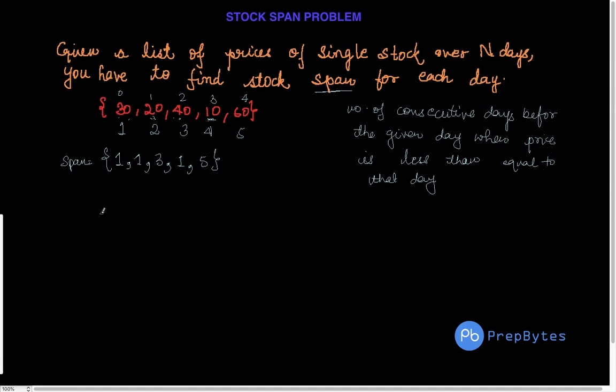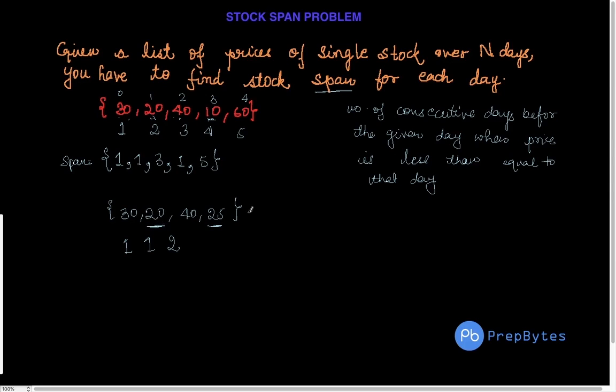Now let's take one more example. Let's say we have 30, 20, 40, 25. In this case the span for the first is 1, the span for 20 is 1, the span for 40 is 2, and what is going to be the span for 25? I've taken this example to make you understand one point: the days should be consecutive and should be just before that particular day. Here you can see that 20 has a value less than 25, but it is not consecutive and it is not just prior to it.